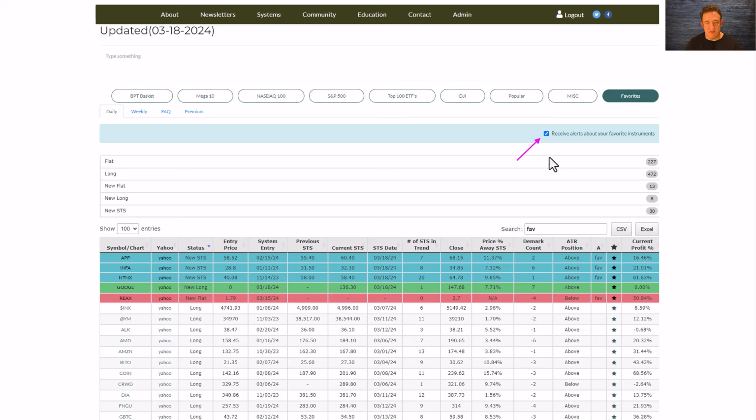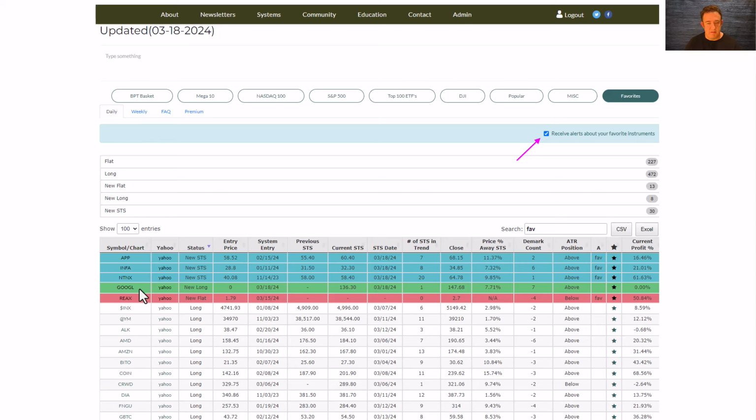You can see here on my favorites page, Reacts today closed out. That's when it's red, that means the system closed out. It made 50.84%. Nice trade.